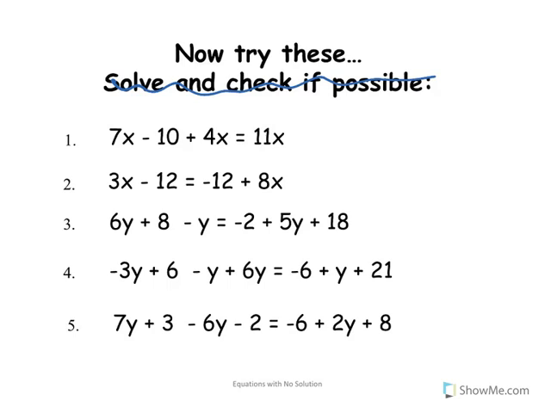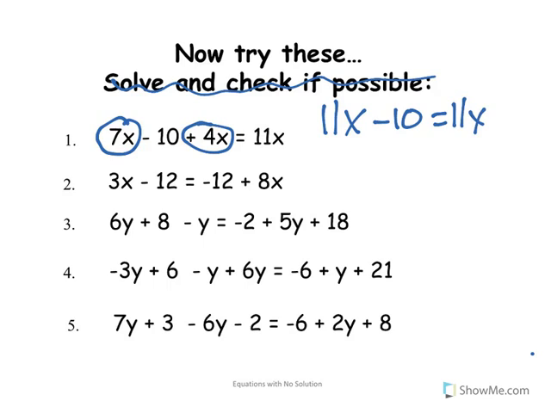All right, so hopefully we paused it, and now we're back. So if I'm combining like terms for my first one, I've got 11x minus 10 is equal to 11x. Well, I know that that just can't be true. Right? 11x minus 10 is always going to be 10 smaller than 11x. So that's going to lead me right in the direction of no solution.